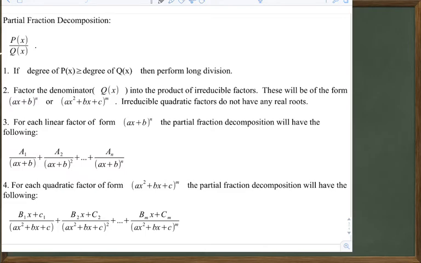if the degree of the numerator is greater than or equal to the degree of the denominator, then what you want to do first is perform long division, and that's going to make the integration a lot easier. Factor the denominator q of x into the product of irreducible factors. These will be of the form (ax + b)^n, or (ax^2 + bx + c)^m. Irreducible quadratic factors do not have any real roots, so our irreducibles will be linear or quadratic.